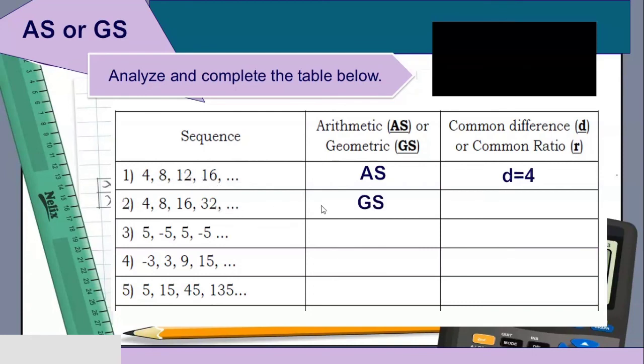For number 2, that is a geometric sequence with a common ratio of 2. 8 divided by 4 is 2, 16 divided by 8 is 2, and 32 divided by 16 is equal to 2. For number 3, we have a geometric sequence with a common ratio of negative 1. For number 4, that is an arithmetic sequence with a common difference of 6. And for the last item, that is a geometric sequence with a common ratio of 3.